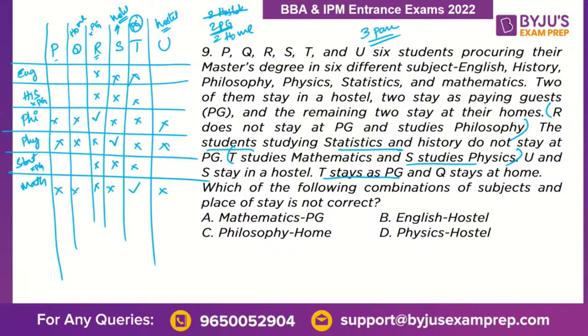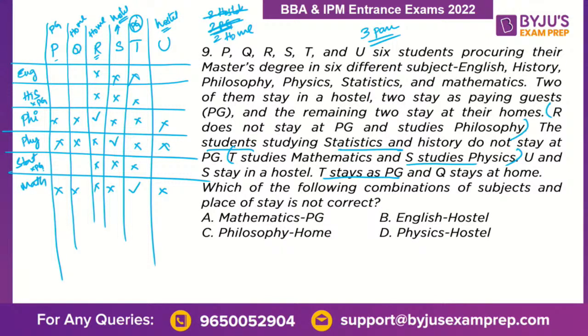But R cannot be a PG. Which means P has to be a PG. If P is a PG, your PG is also gone. So what else is remaining? Only home. So your R should be home. So you can straight away get this R as a home. So this way we will get our 2 PGs, 2 homes and 2 hostels. Now, what else is given? T stays at PG and Q stays at home.